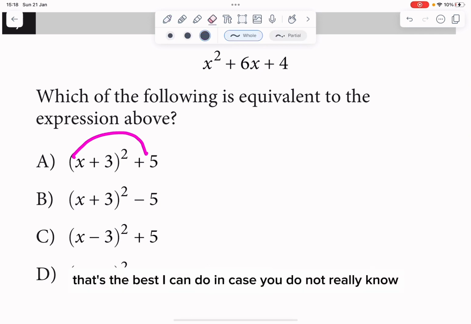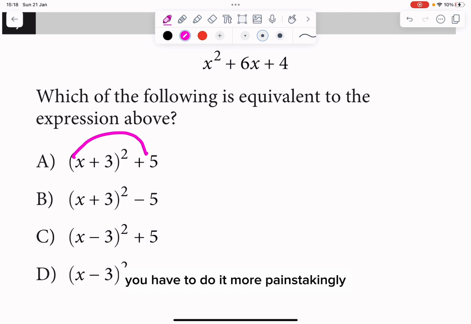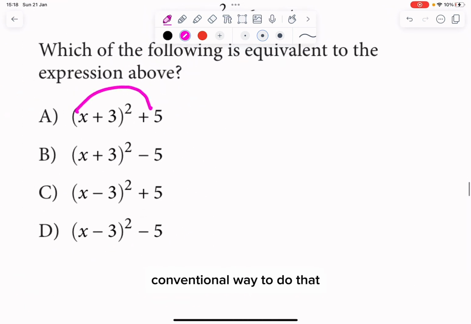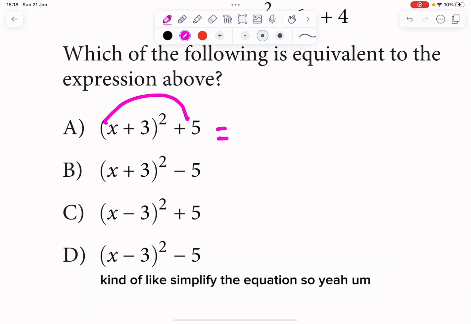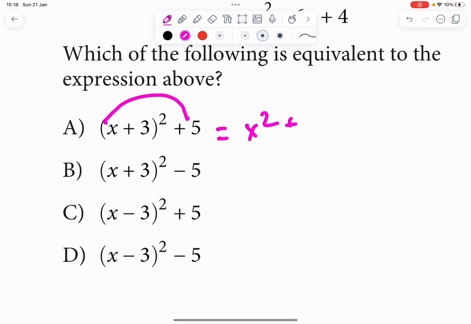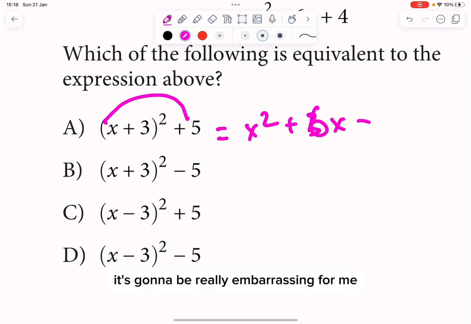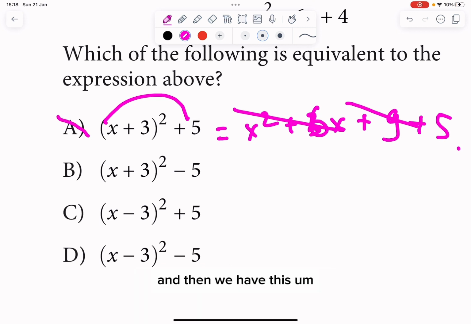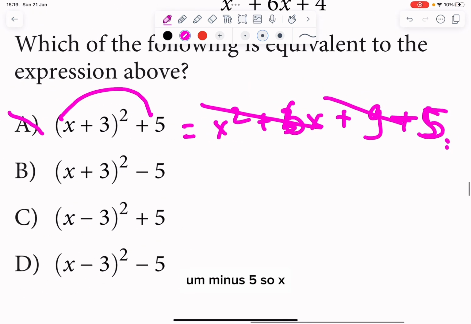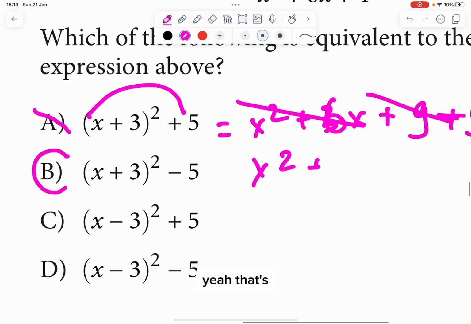In case you do not really know, you have to do more work. You have to do it more painstakingly, but you have to do every single thing it takes to figure out the question, even though you do not know the conventional way to do that. So the way that I'm gonna do this is simplify the equation. So yeah, it's gonna be really embarrassing for me, but who cares? So this one is definitely not true. And then we have this, so we just need to minus 5, so x squared. Oh yeah, it's b. Yeah, that's how I do that.